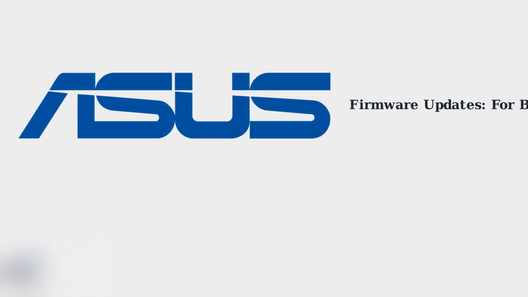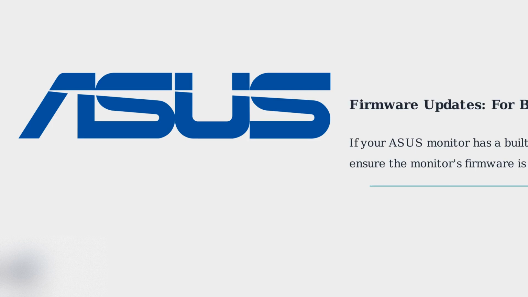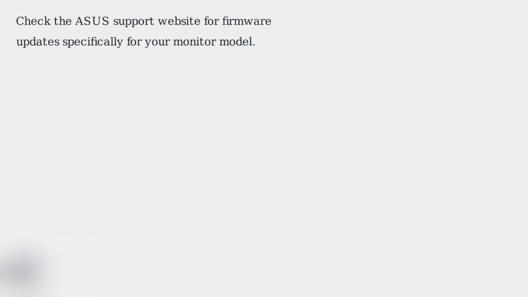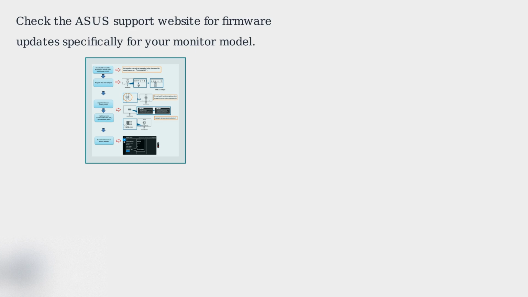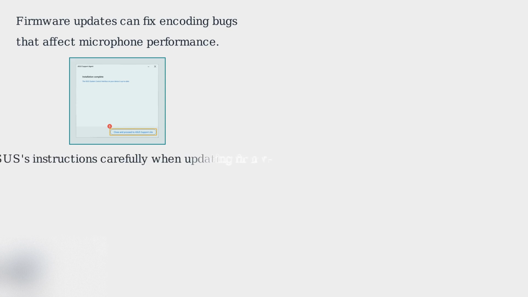If your ASUS monitor has a built-in microphone, ensure the monitor's firmware is up to date. Check the ASUS support website for firmware updates specifically for your monitor model. Firmware updates can fix encoding bugs that affect microphone performance. Follow ASUS's instructions carefully when updating firmware.